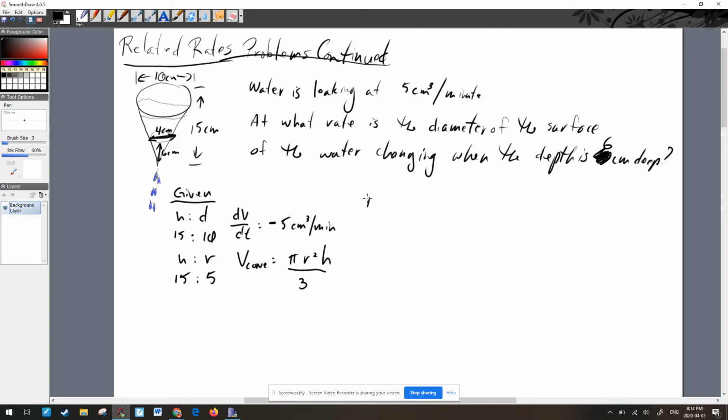And what are we trying to find? Or what are our wants? Well, what we want is to know the rate of change of diameter. And I've chosen poorly again. Anyways, so that's what I'm after, dd/dt. So I want dd/dt.